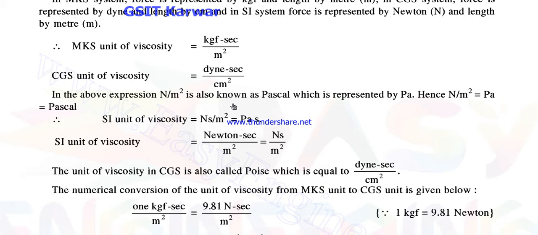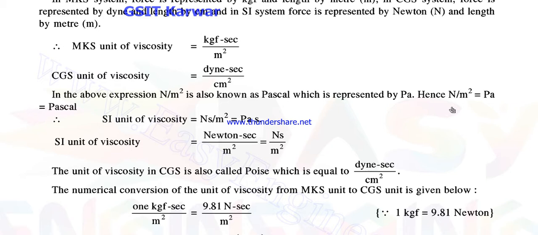Newton per meter square is also known as Pascal, which is represented by Pa. In short form we represent it as Pa, or we also call it Pascal. Hence, Newton per meter square is equal to Pascal. It is very important when we are going to solve some problems.